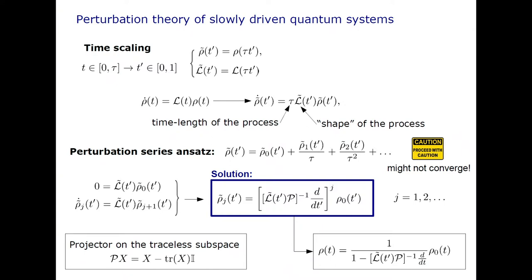And we can now expand the solution as a perturbation series in 1 over tau, which is the length of the protocol. What we expect is that in the limit of tau going to infinity, we recover the instantaneous fixed point of the dynamics. And for a finite tau, we'll have all other non-equilibrium corrections. If you replace this in the master equation, you can compute explicitly these corrections in a perturbative way.